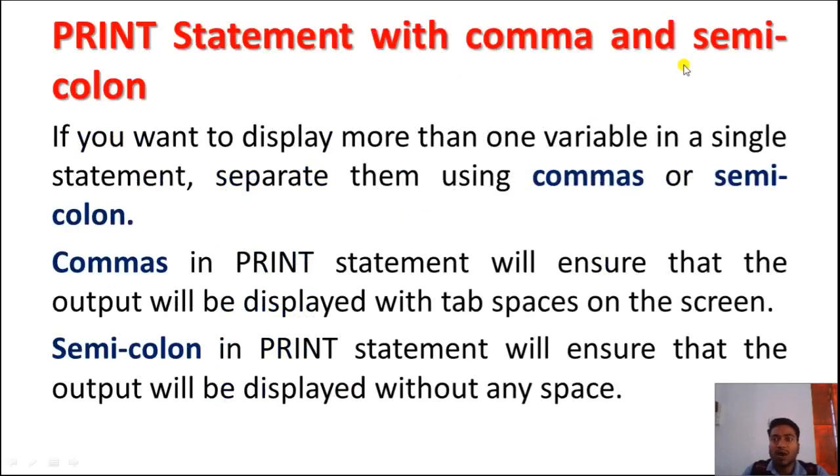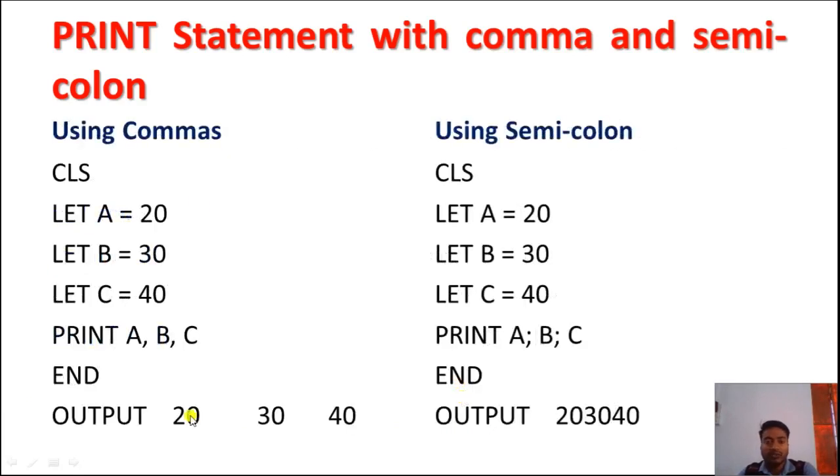Then we have print statement with comma and semicolon. If you want to display more than one variable in a single statement, separate them using commas or semicolons. Commas in a print statement will ensure that the output will be displayed with tab spaces on the screen, and a semicolon in a print statement will ensure that the output will be displayed without any space. Now let me show you the program so you understand the concept of comma and semicolon.